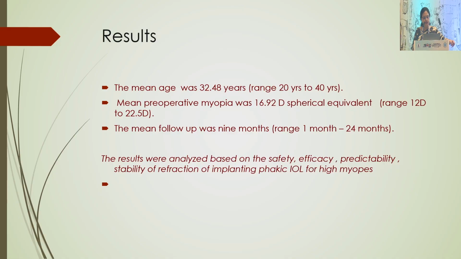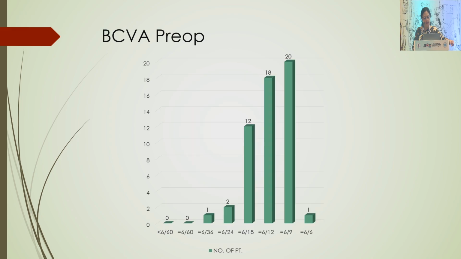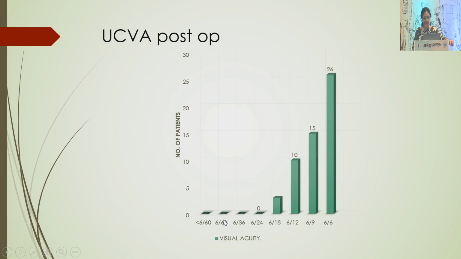So in our results, the mean age was 32.48 years, mean preoperative myopia was 16.92, and the follow-up was between 1 to 24 months. The uncorrected preoperative visual acuity was less than 6/60. For the best corrected preoperative visual acuity, the majority of patients were within 6/9, about 20 out of 54 patients. There were a couple of patients who had less than 6/24 or 6/18.